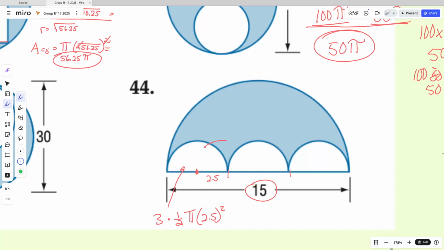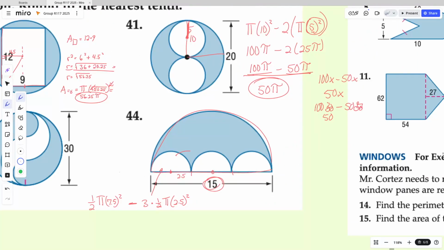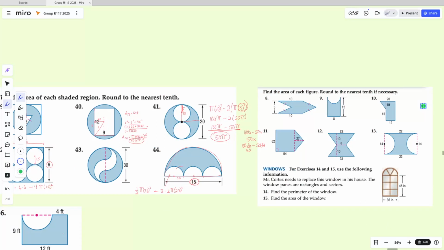And that's the area I'm taking away. And I'm taking it away from this big semicircle, which is 1/2 pi 15 squared. Careful. Yeah, the radius is 7.5. Yeah, I'm not going to simplify that. These are a little different than yours because here, it looks like you're meant to use a calculator. I know on yours there was no calculator. A little different.